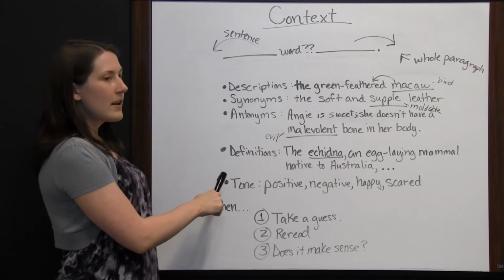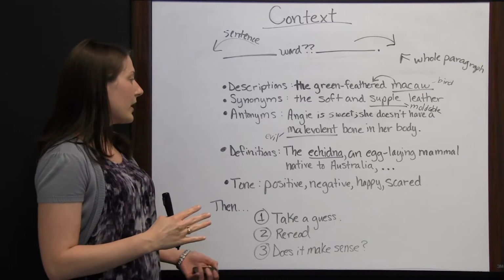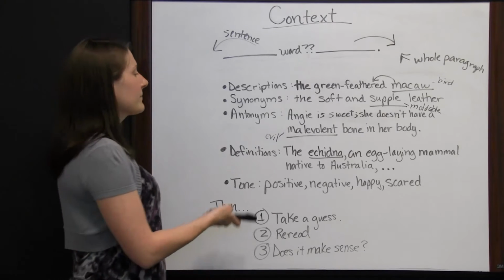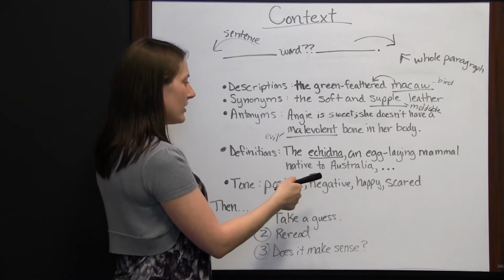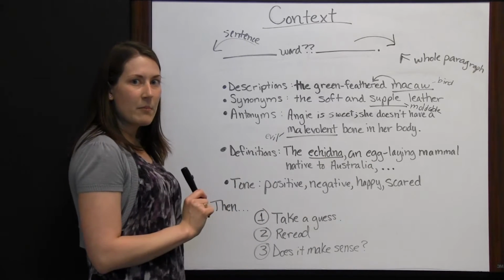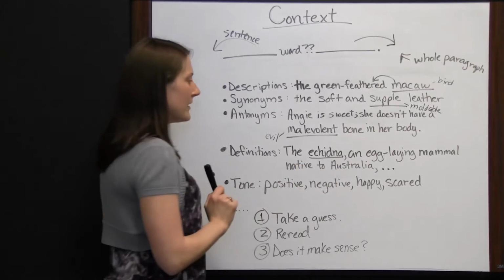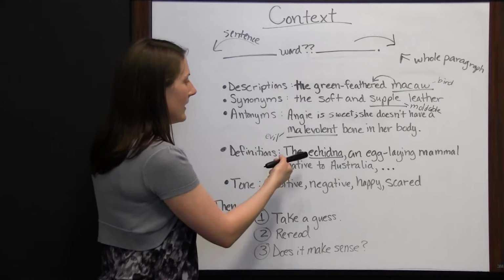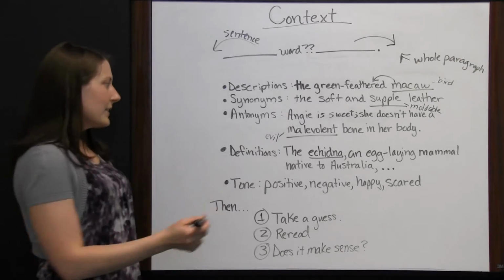Another clue you can look for are definitions. Sometimes the sentence before, after, or part of the same sentence your word is in will just give you the definition of the word. For instance, the echidna, an egg-laying mammal native to Australia, and then they might tell you some interesting fact about the echidna. Well, in commas, right after echidna is the definition of an echidna, an egg-laying mammal native to Australia. So you know what it is right there.